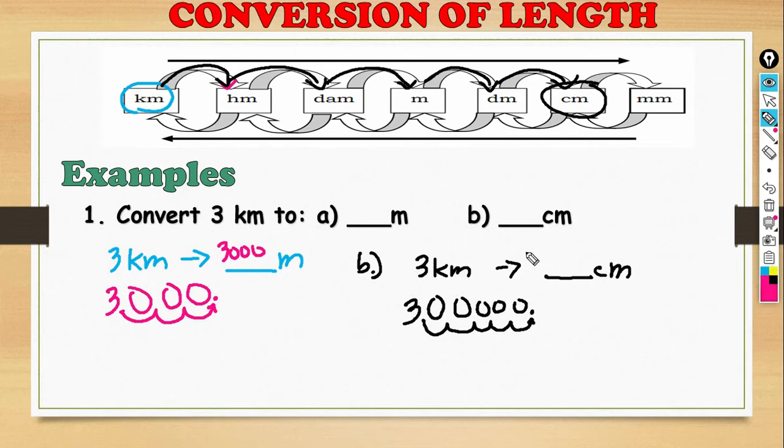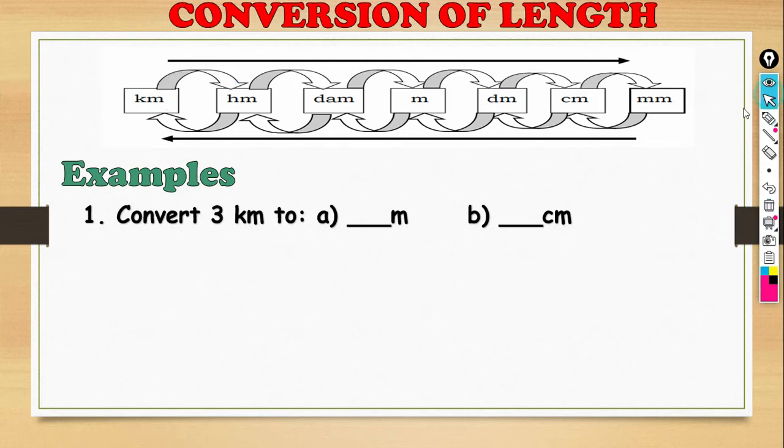So, ganun naman from metric to metric. Kailangan lang meron kayong chart or natatandaan nyo yung mismong chart. So, we have here the 300,000 centimeters from 3 kilometers. Okay? Next.